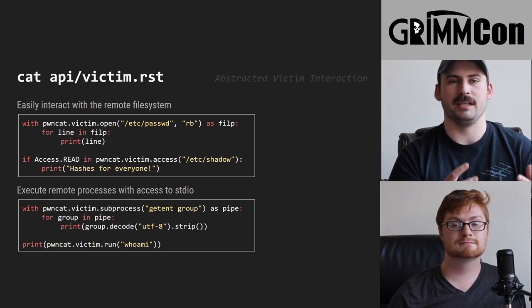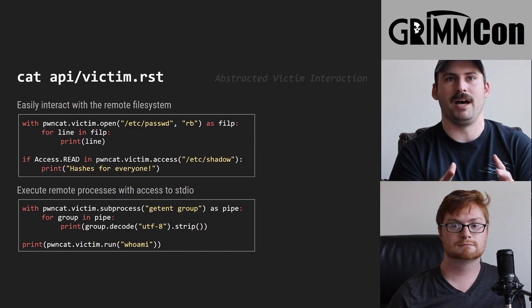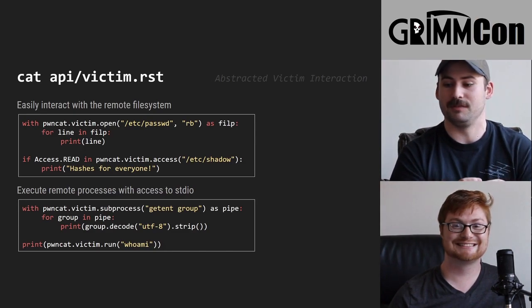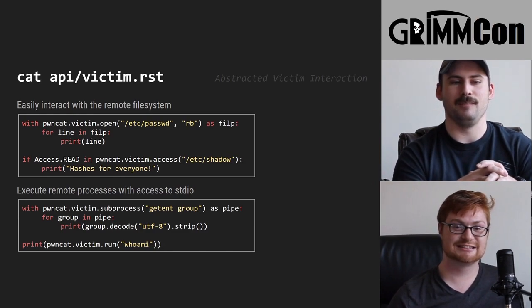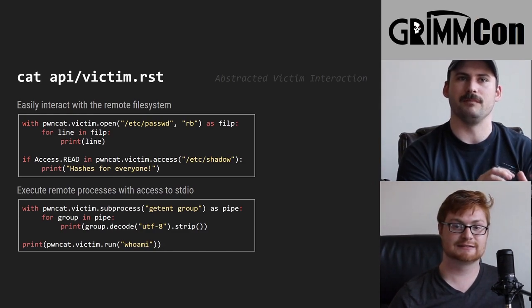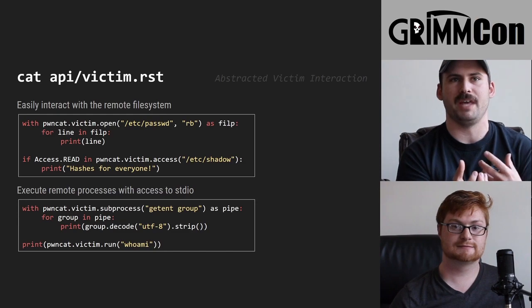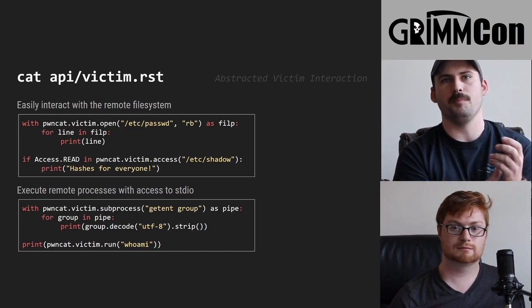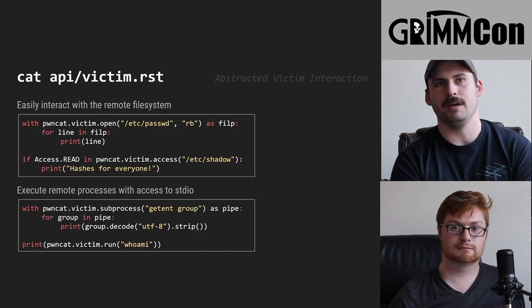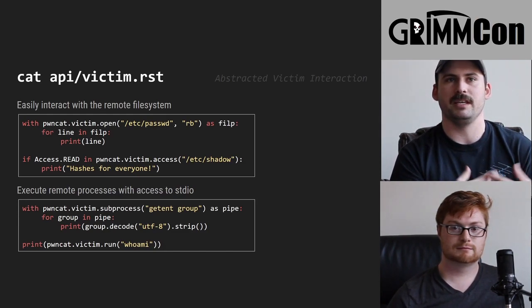One of the coolest things, and it kind of blew my mind when I thought I could get this to work, and it was even crazier when it actually did work, was taking the built-in open function in Python, but creating a version of that for the victim object to open a remote file, and not just open it, but return a file-like object in Python that you can interact with like any other file.